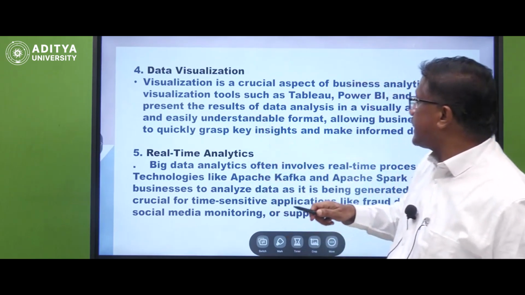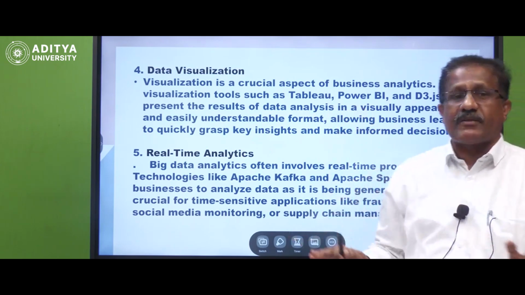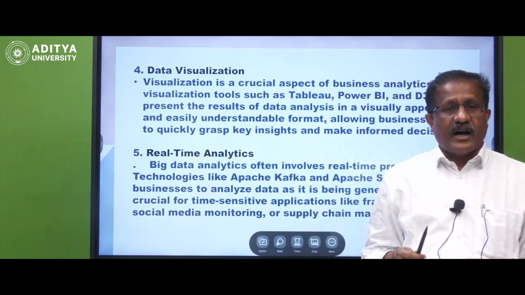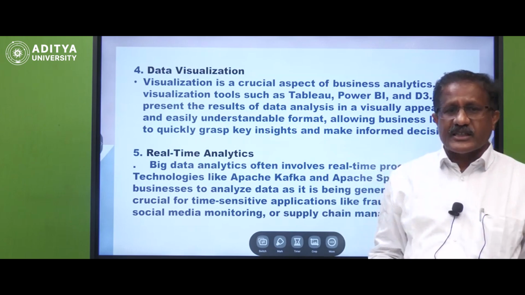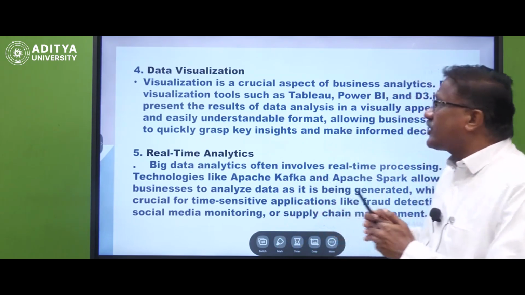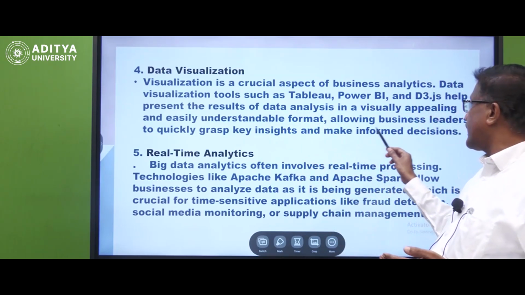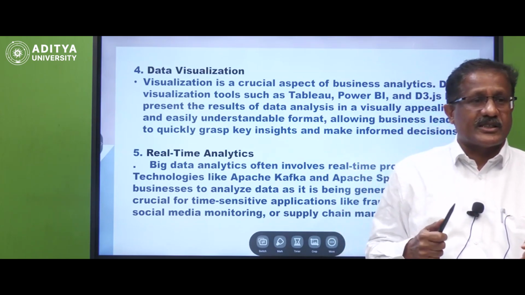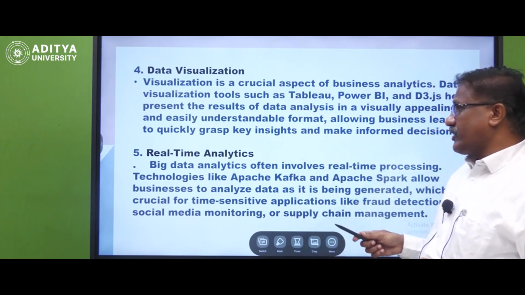This data visualization also helps through various types of tools which present the result of the data analysis. Whatever we are going to present after getting the result, after the pre-processing, after the data mining techniques, whatever results we are getting with the help of various other tools, we visualize in the required format, allowing the business leader to take proper decisions for their own business. That is called data visualization.